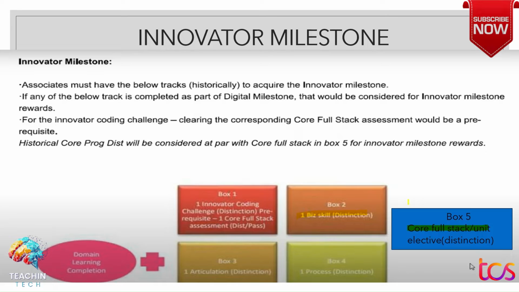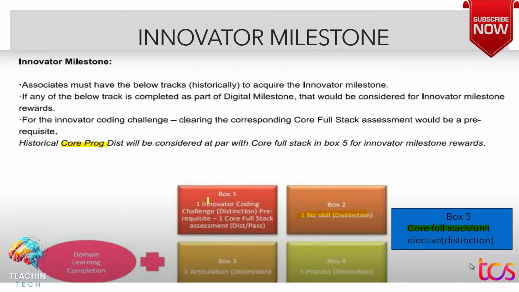One thing you should focus on is that historical core program distinction will be considered at par with core full stack in bots 5 for the innovator milestone. That means before we had the tech program, core tech program track. Most of it was removed after the last November cycle. It was there in the last November cycle, so those who made that are still being considered for bots 5. For bots 2, bots 3, bots 4, and bots 5, you should definitely get a distinction for all of these, either for process, for articulation, for business skill, and for this.